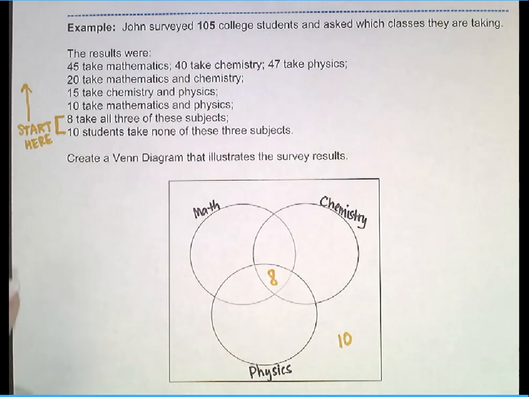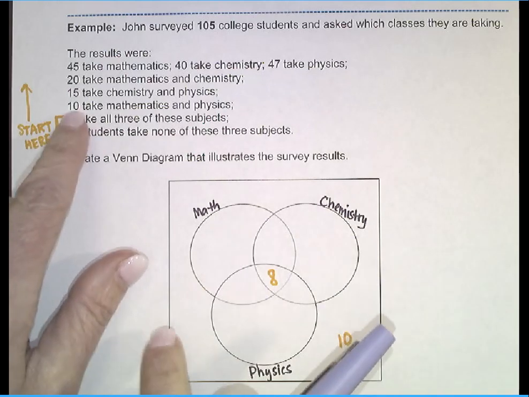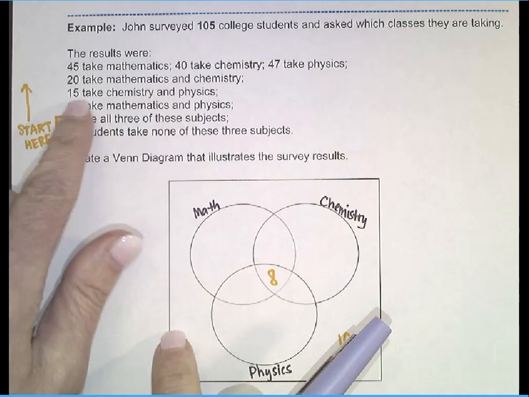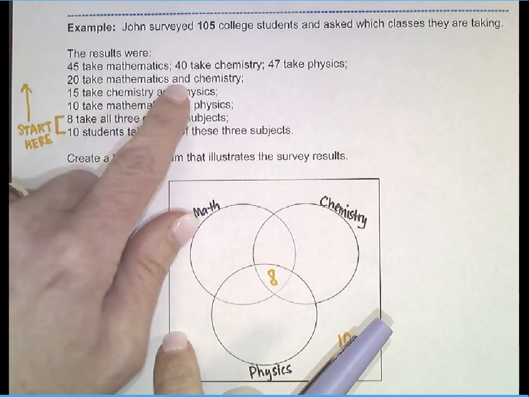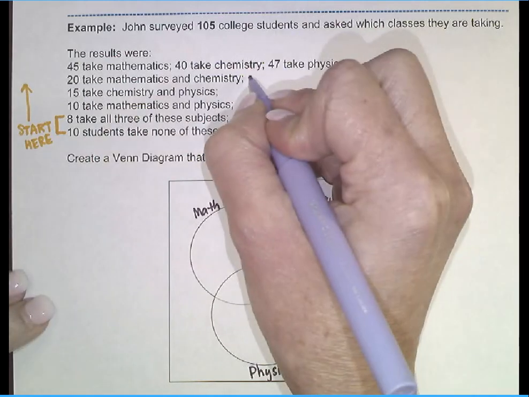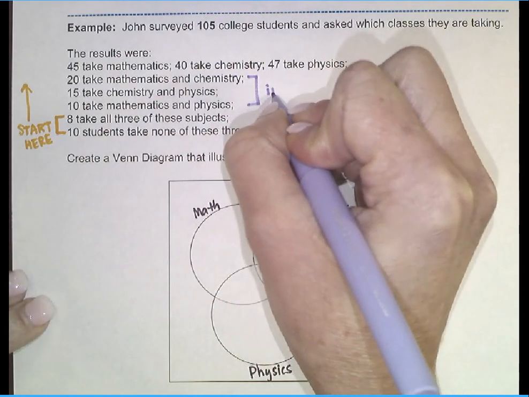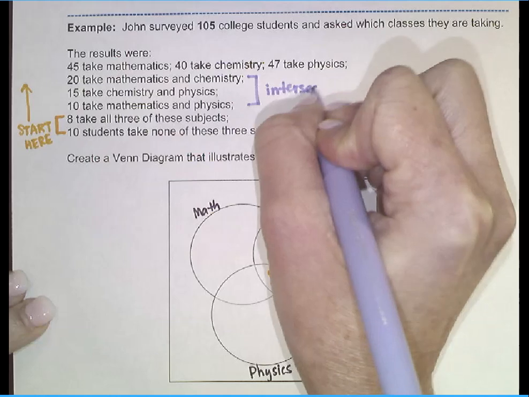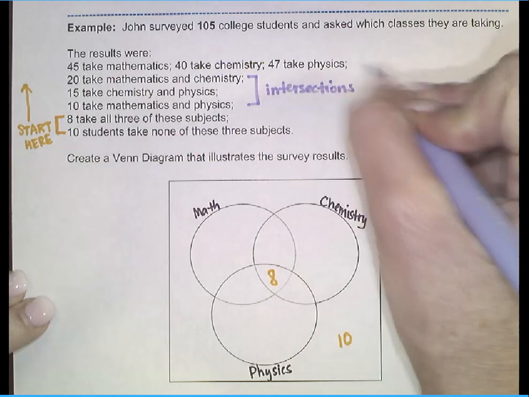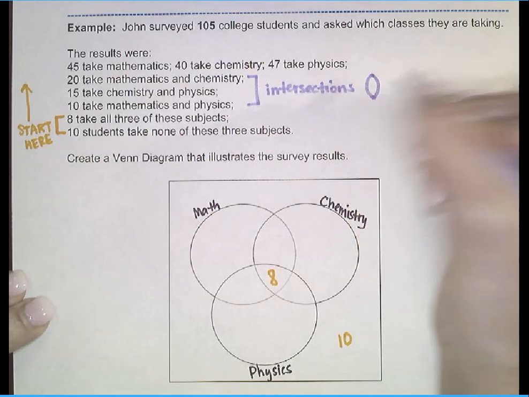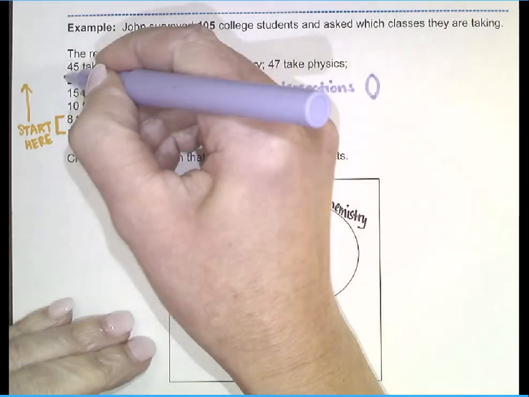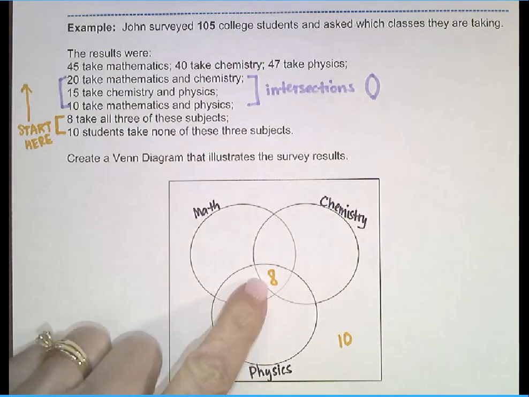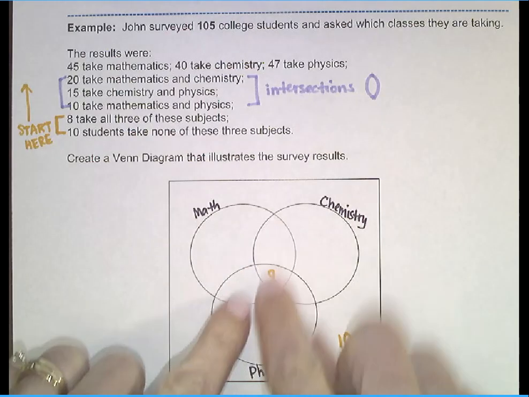All right. The next set says 10 take math and physics, 15 take chemistry and physics, 20 take math and chemistry. Okay, all those ands in there, those mean intersections. And those are going to be football shapes, right? You're looking for football shapes like that. These are going to be the next 3 that we do. We did the big intersection. Now we're going to work our way out and do the small ones.